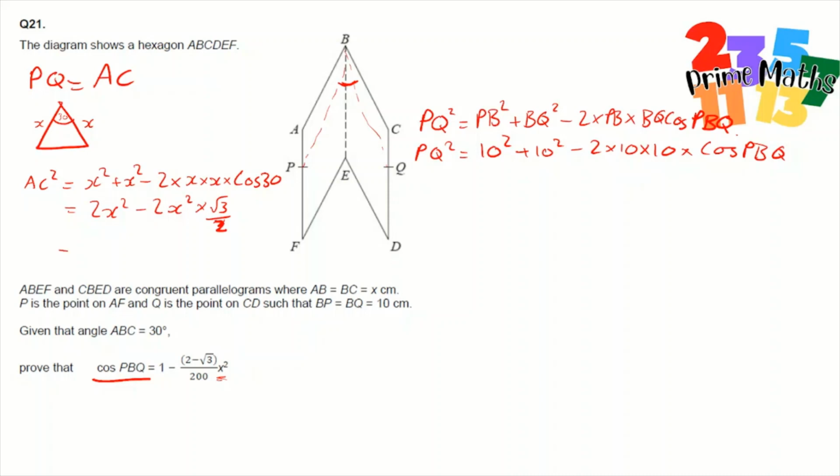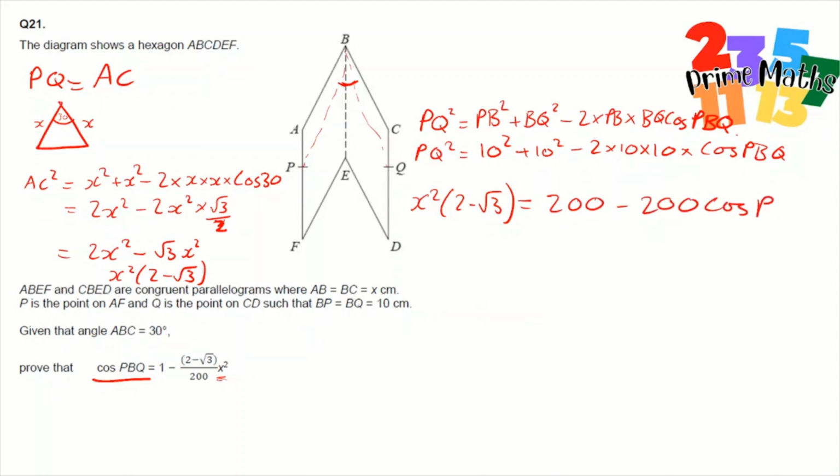Simplifying this, we end up with 2x squared minus root 3 lots of x squared, and if I factor an x squared out, this is x squared and 2 minus root 3. Note that I've kept this as AC squared. I haven't worked out what AC is because in our answer we need PQ squared rather than just PQ. So I'd have to square root it to square it again, which doesn't seem sensible. So PQ squared is going to be x squared times 2 minus root 3, and that is equal to 200 minus 200 cos of PBQ.